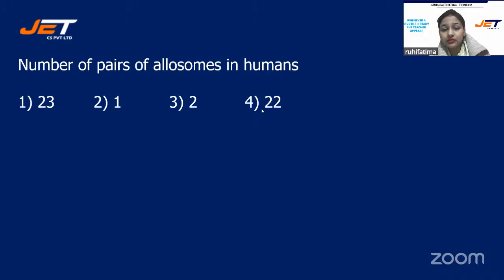Hurry up, students. So the correct answer for this question is option number 2, students. Those who have selected option 2, you all are correct. Only 1 pair of allosomes are there. Allosomes are also known as sex chromosomes, which tell you about the sexuality of a person, that is whether a child is going to be a male or a female. Next question.